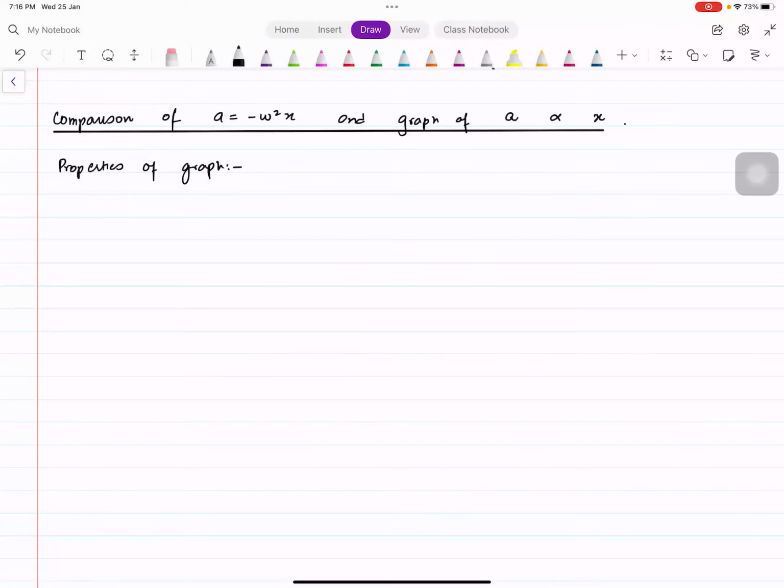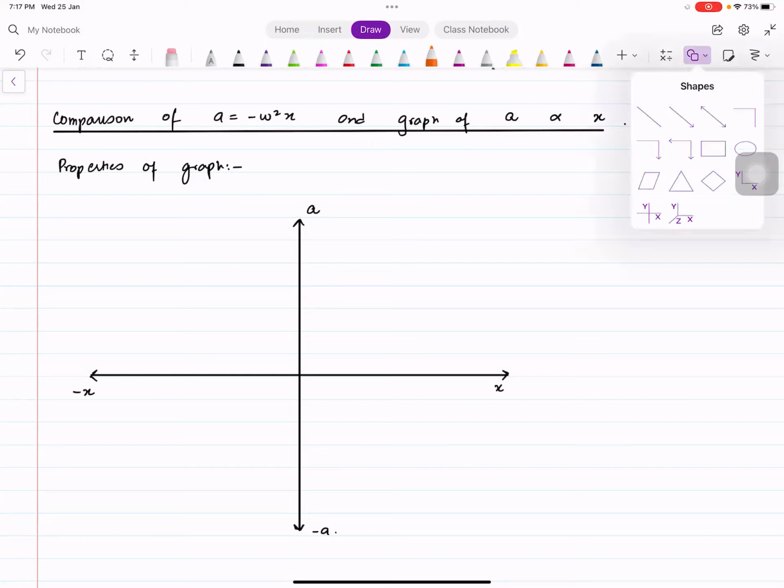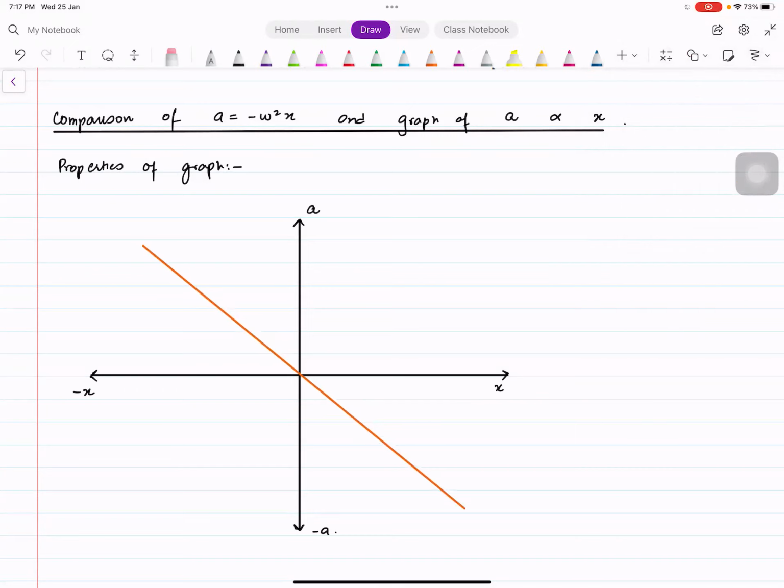First of all, I'd like to tell you, if you look at the whole thing, you should always remember that when you're drawing this graph of acceleration versus displacement, whether the displacement is here, it will have a negative value here because both are vector quantities. The negative acceleration is going to be here. So the graph is going to be of negative gradient.